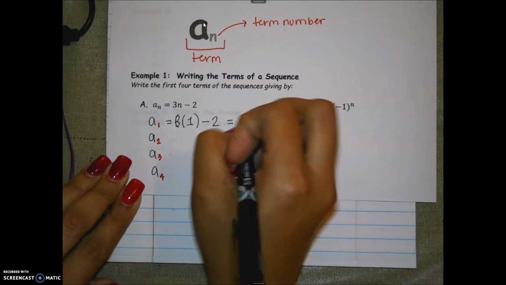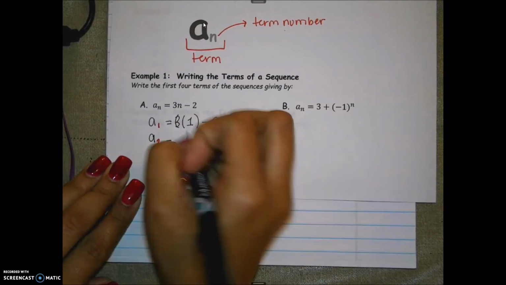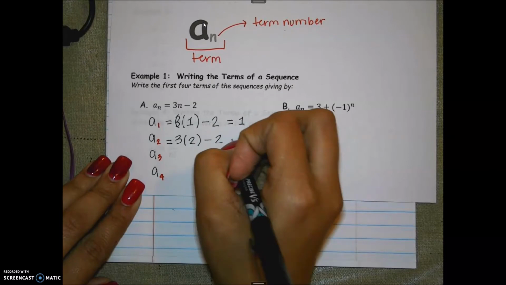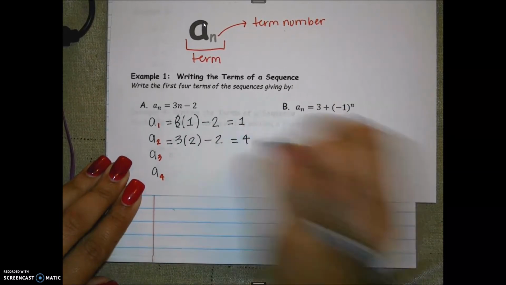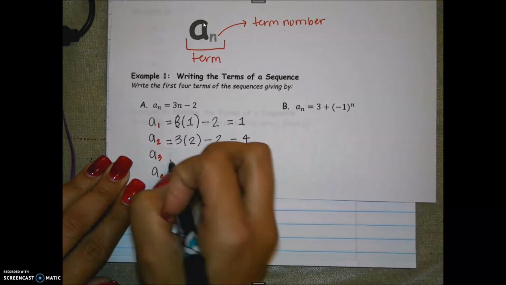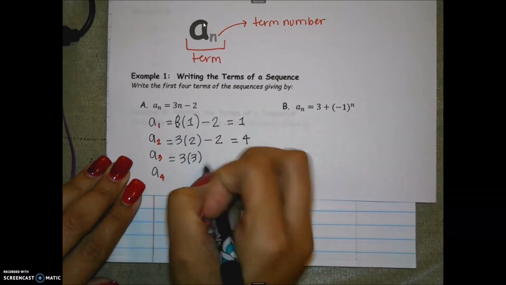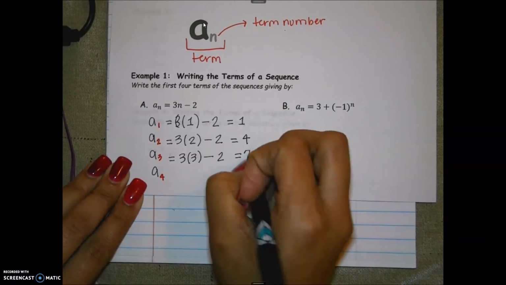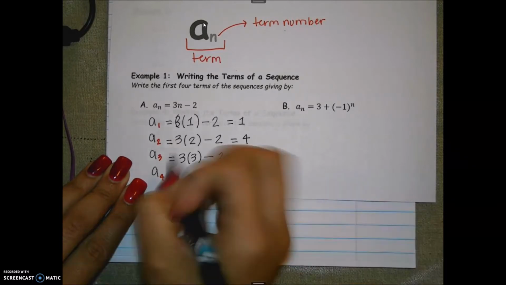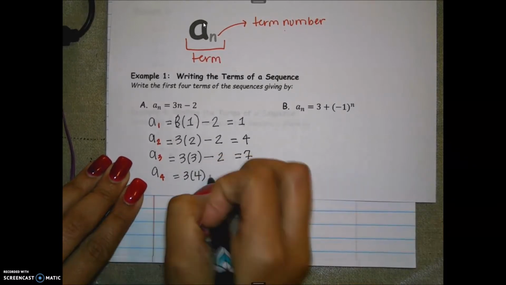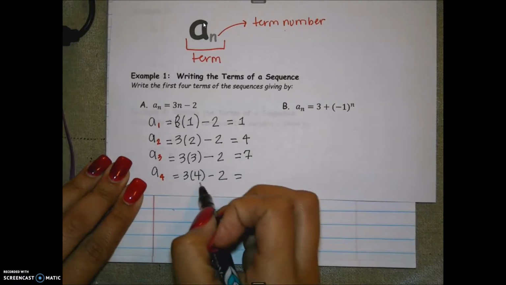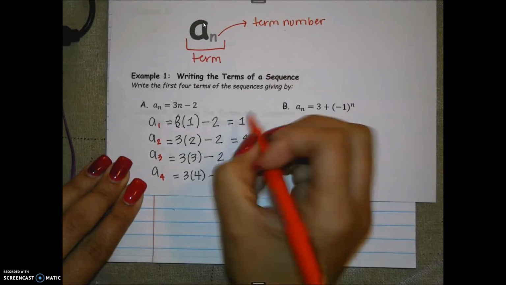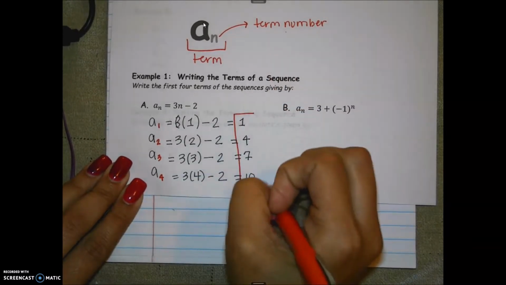3 minus 2 is 1. For the second term in the sequence, 3 times 2 minus 2. 3 times 2 is 6. 6 minus 2 is 4. Third term in the sequence, 3 times 3 minus 2. 3 times 3 is 9. 9 minus 2 is 7. Fourth term in the sequence, 3 times 4 minus 2 is equal to 12 minus 2, which is 10. So the first 4 terms in the sequence are 1, 4, 7, and 10.